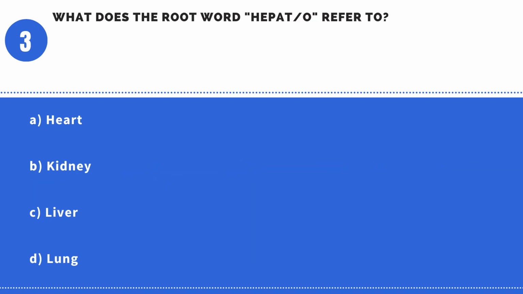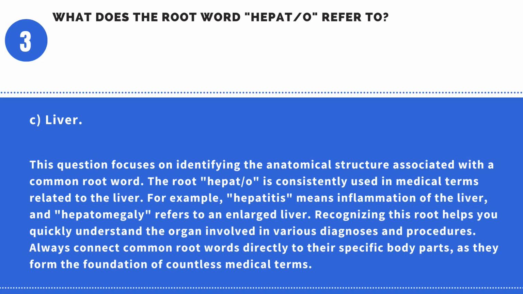Question 3. What does the root word hepat/o refer to? A. Heart. B. Kidney. C. Liver. D. Lung. Answer: C. Liver. This question focuses on identifying the anatomical structure associated with a common root word.